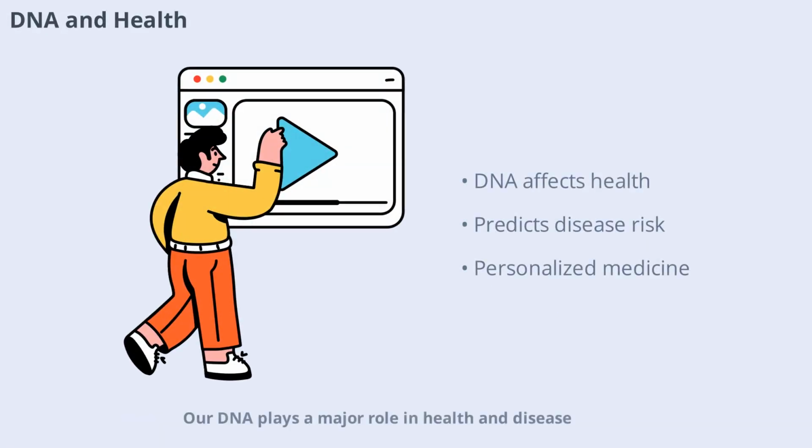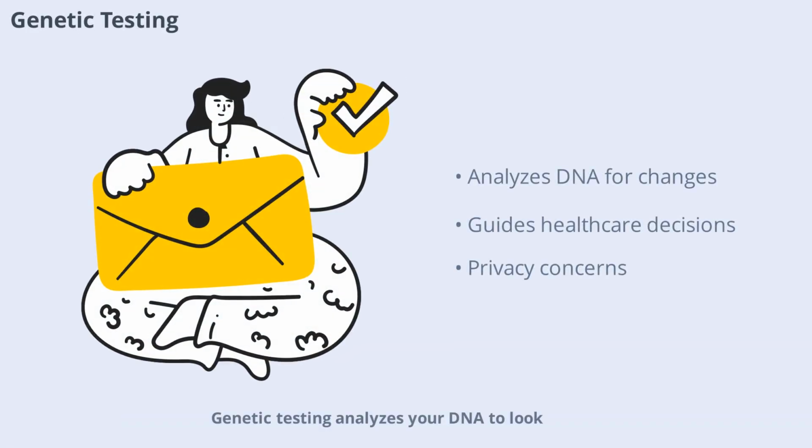Our DNA plays a major role in health and disease. Some genetic variations can increase the risk of certain conditions, while others may offer protection. Understanding your genetic makeup can help predict health risks and guide personalized medicine, allowing treatments to be tailored to your unique genetic profile.